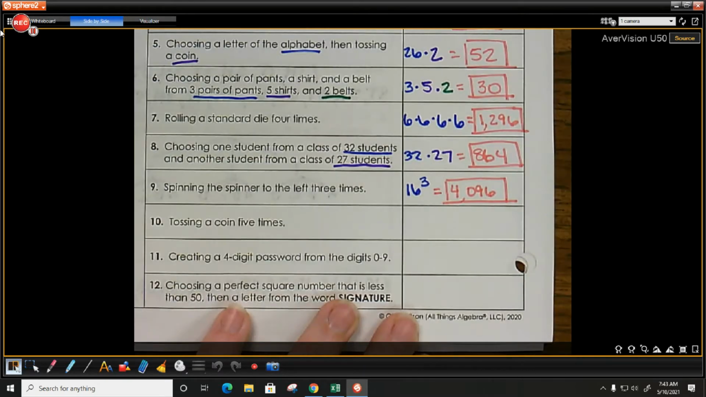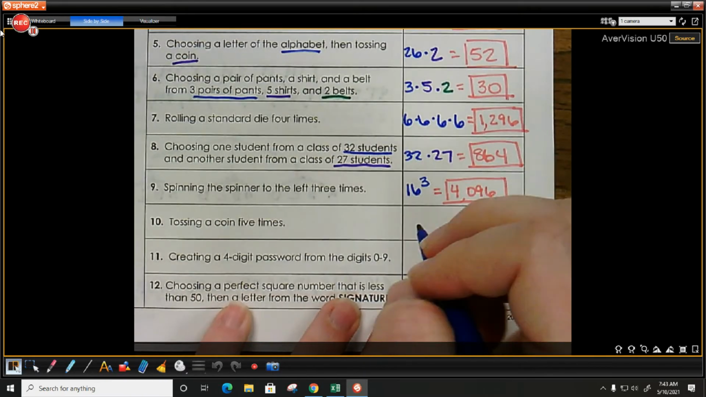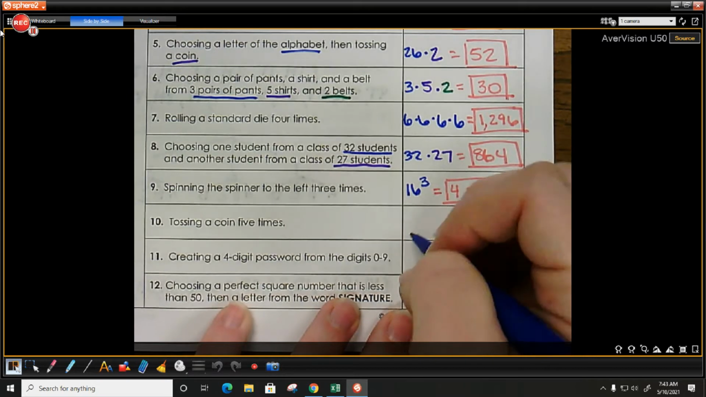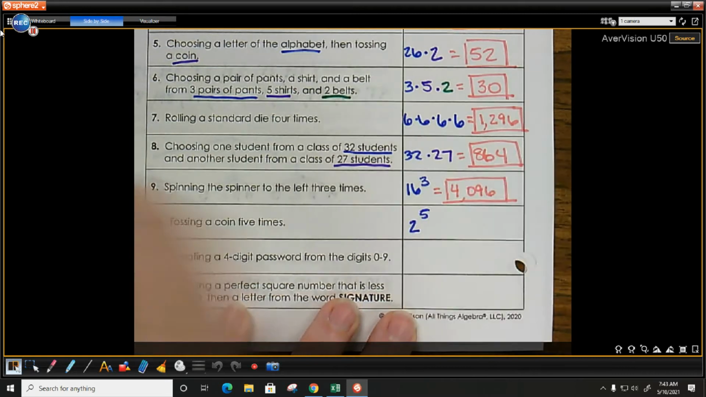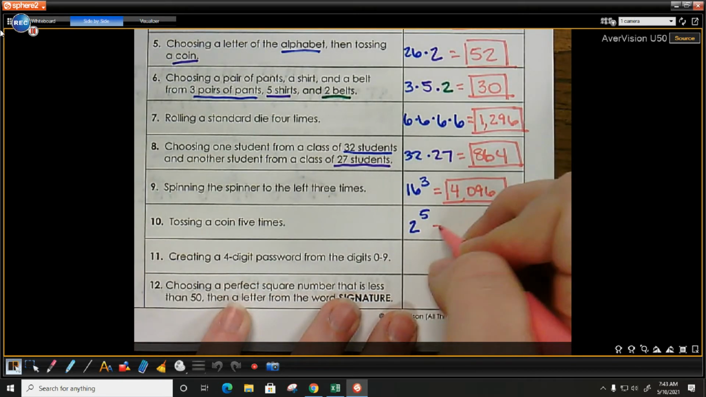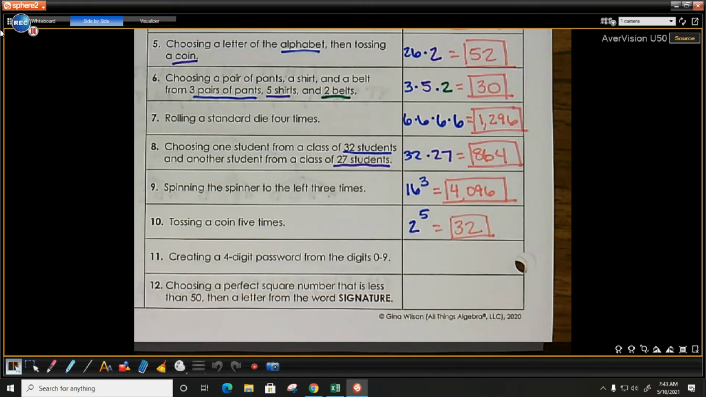Tossing a coin 5 times. How many options are there when you toss a coin? 2. And you're doing it how many times? 5. 2 to the 5th power, which is 32. Again, could you write that out as 2 times 2 times 2 times 2 times 2? That's the same as 2 to the 5th power.